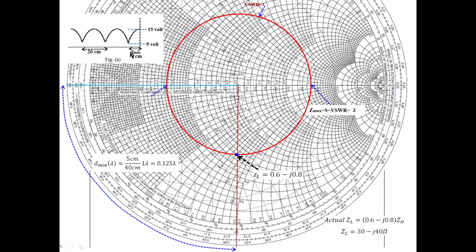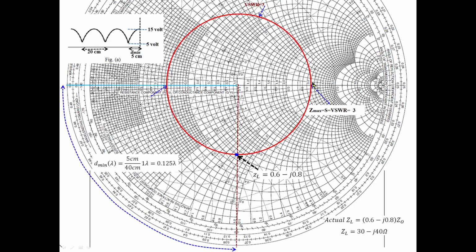If the distance of minima is given, you should start from here and move. 0.125 means it is 12 and a half divisions we have to move, starting from here. Go on moving 12 and a half divisions, you will be here, and draw a line. Because each division is 0.01, if you move 12 and a half divisions, we will be covering this from that point.